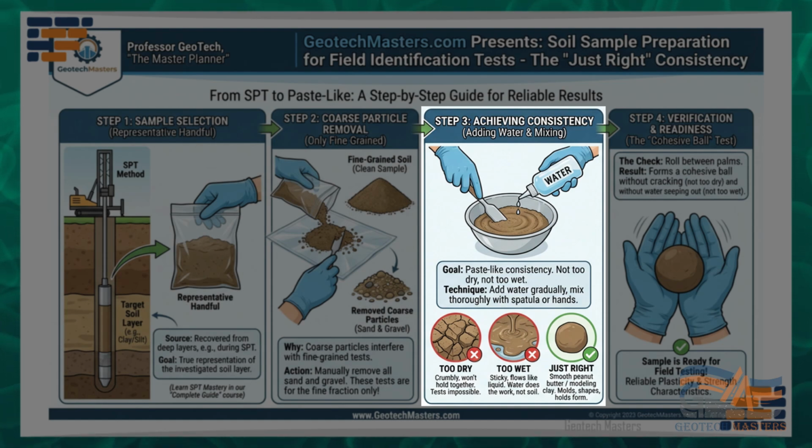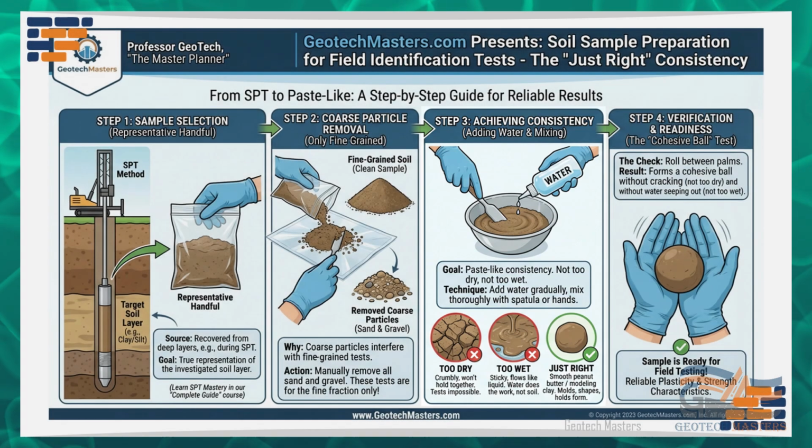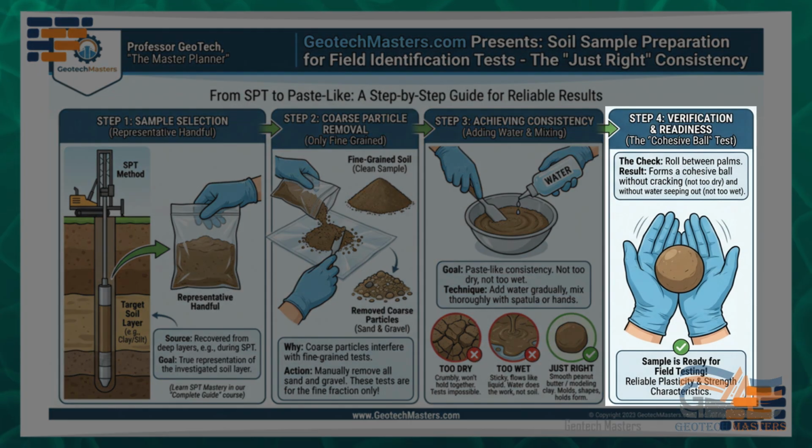The correct consistency feels like smooth peanut butter or modeling clay. The soil should be moist enough to be molded and shaped, but firm enough to hold its form. When you roll it between your palms, it should form a cohesive ball without water seeping out, and without cracking from being too dry. This proper consistency ensures that our field identification tests will give us reliable results about the soil's plasticity and strength characteristics. Once we achieve this paste-like consistency, our sample is ready for field testing.